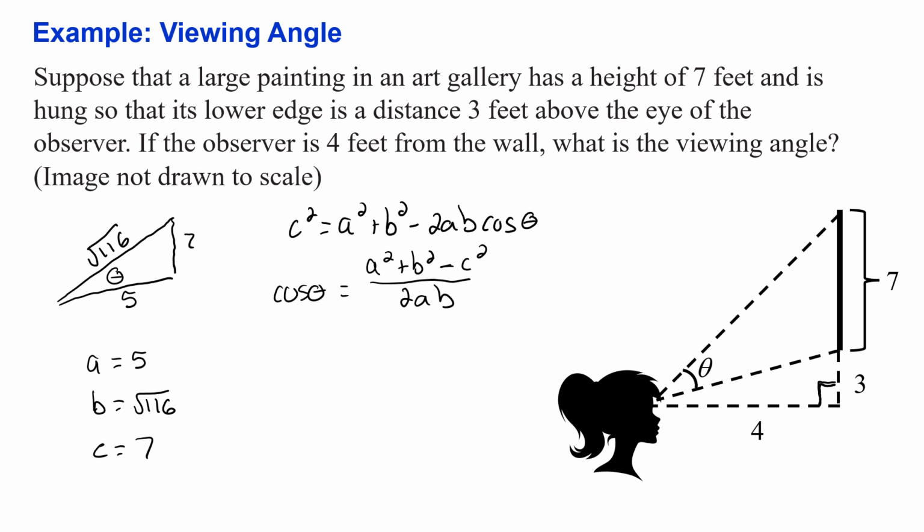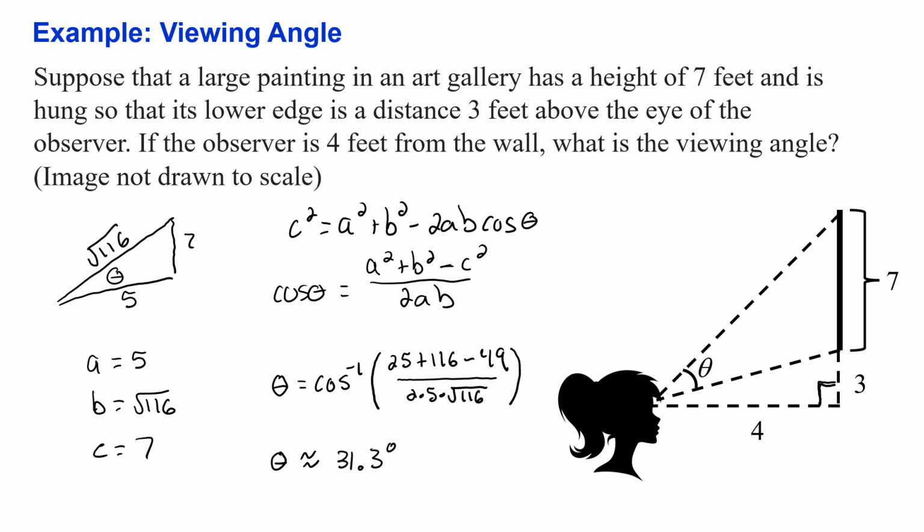Now, solving for theta and substituting the values that we now have, we get theta is equal to inverse cosine of the quantity 25 plus 116 minus 49, all divided by the quantity 2 times 5 times square root of 116. Using our calculator, we find that the viewing angle of theta is approximately equal to 31.3 degrees.